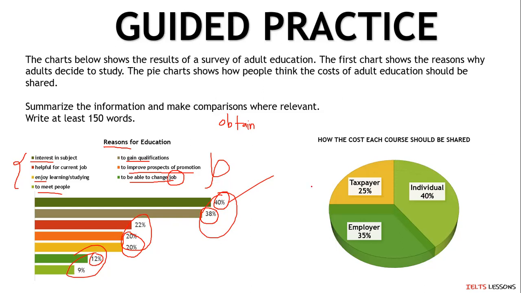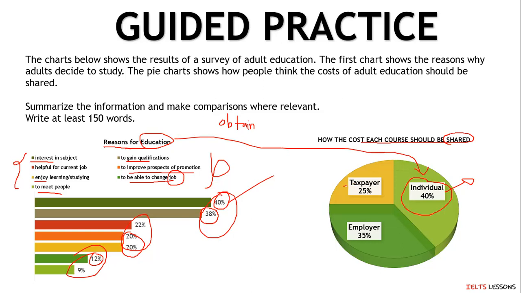Very good. Very easy. And here, how the cost of each course should be shared. Shared, you can also change this to a synonym like distributed, paid. Should be paid, should be distributed. Individual, change this to students or individual learners, because here we have reasons for education. So who studies? They are students. So individual here means they are students. So students pay 40% of the education, right?